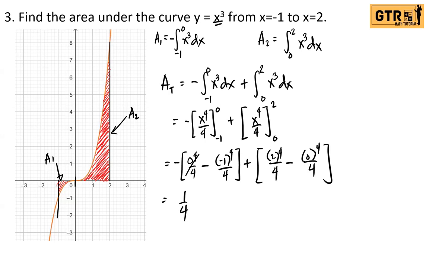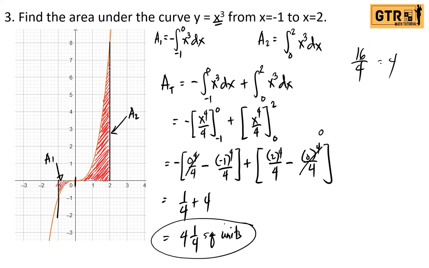And then for this one, 2 to the 4th will be 16. Okay, so 2 to the fourth is 16 and we divide that by 4. 16 divided by 4 is equal to 4, and then we have 0 to the fourth, so this part is 0. So therefore we have 1/4 plus 4. Okay, so final answer, 1/4 plus 4, that is 4 and 1/4 square units.